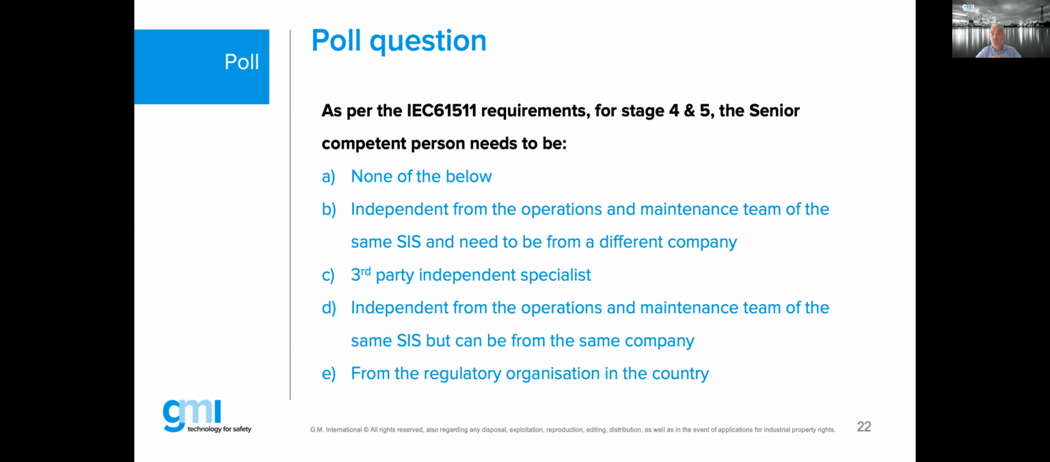So regardless of SIL 1, 2, 3, or even 4, the independency has nothing to do with the SIL level. It has to do with stage 1, 2, 3 being independent from design, and stage 4 and 5 being independent from the ops and maintenance of the same SIS. The confusion may come from IEC 61508, because there, since edition 1, 1997, and edition 2, 2010, a SIL 1 has a lower independency requirement than a SIL 2 or SIL 3. And I will give you the 3 independency levels.